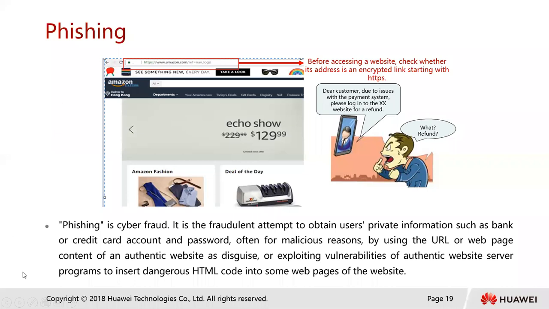Phishing, right? As you can see in this diagram, there's our site here. Before accessing our website, check whether its address is an encrypted link starting with HTTPS. It is important. Some people will go ahead and manipulate sites which just start with HTTP, and you think you are accessing Huawei.com. In actual sense, someone is phishing your communication. You put in your username and your password, and the hackers are able to intercept that data.